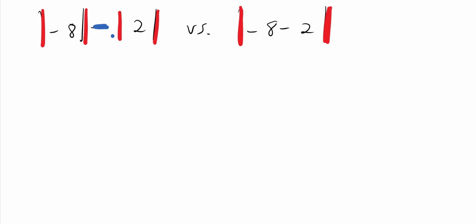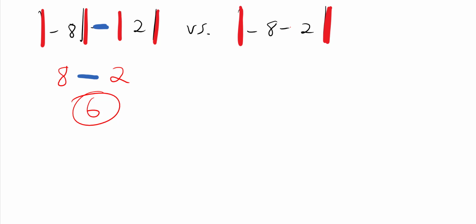So for the first one on the left, I'm going to actually take the absolute value of 8 and 2. So the absolute value of 8 is just 8. Okay, and then minus, and the absolute value of 2 is 2. So 8 minus 2 is 6. That's your answer.